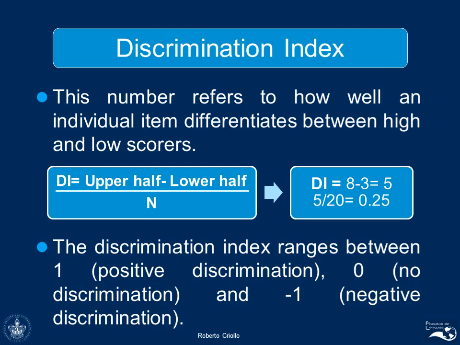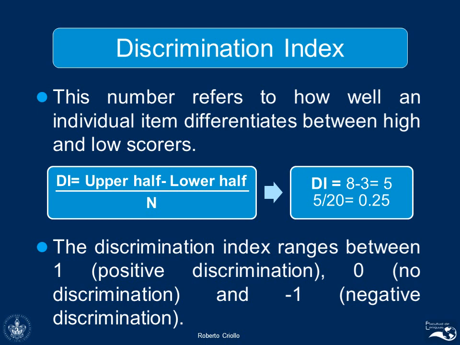Another possibility is 0, and in this case there is no discrimination. This will mean that the number of students who answer the item correctly in the upper group is the same as the number of students who answer it correctly in the lower group. So this means that this item can be answered correctly. It doesn't really matter if you are a high achiever or a low achiever. Everybody can answer this item.